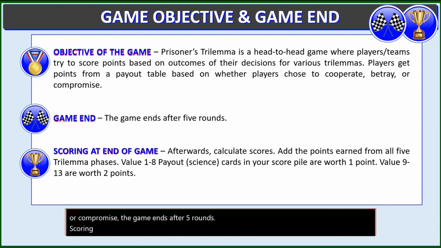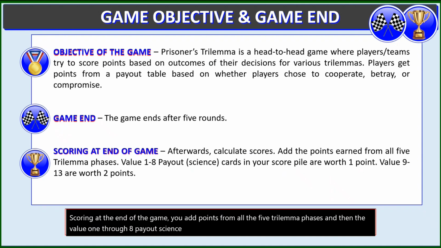Scoring: at the end of the game, you add points from all the 5 trilemma phases, and then the value 1 through 8 payout science cards in your score pile are worth 1 point, value 9 through 13 cards are worth 2 points.